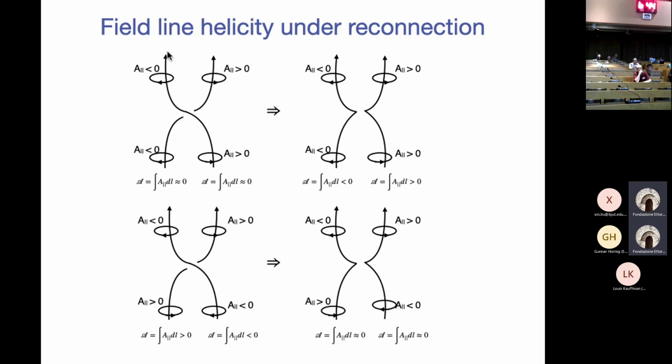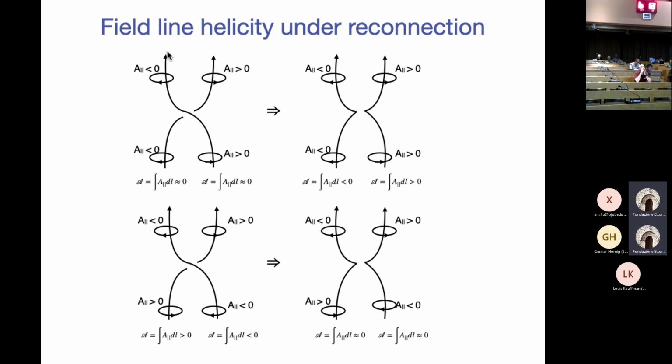field line helicity, because now I connect regions with opposite twists. That is essentially the process which we want to have in our relaxation in order to reach the lowest energy state. Remember, for our first example, the total helicity was 0, so we want to cancel out as much helicity, much local helicity as possible.